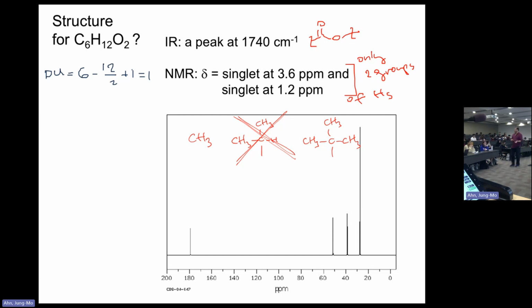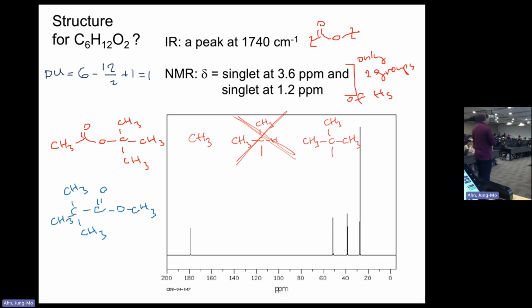Now we need to put them together. So the question is, are we going to put them together this way, or put them together the other way? The thing is, this methyl goes to the carbonyl, and this methyl goes to the oxygen. Which way should it go? How can you figure it out?